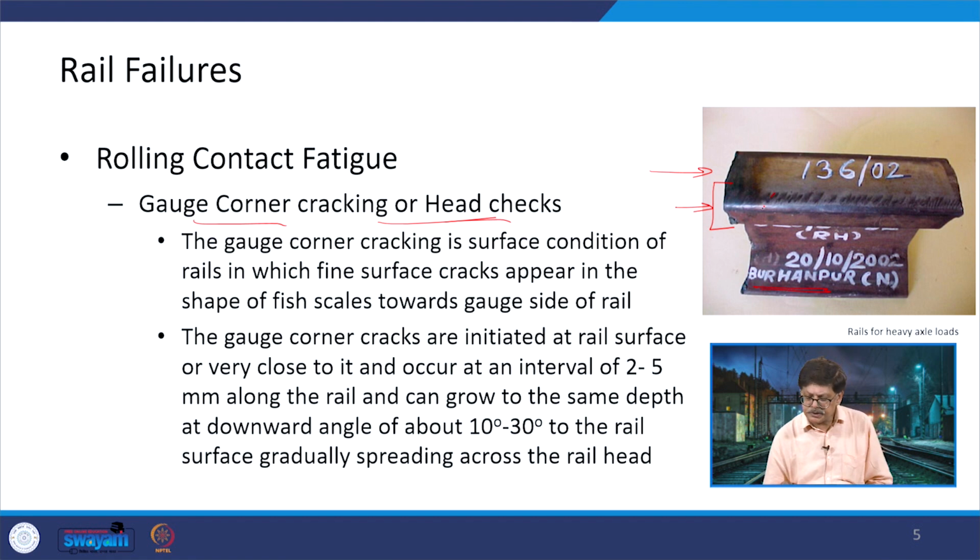In this section, you can see that there are the rubbing marks which are being shown in this form, and these rubbing marks may be at 10 to 30 degrees with respect to the rail section here, as being talked about, a downward angle of about 10 to 30 degrees in the rail surface. And this is not a simple line, this is basically a sort of scaling, and that is why it is said that this is a shape of fish scales. So, it will look like this.